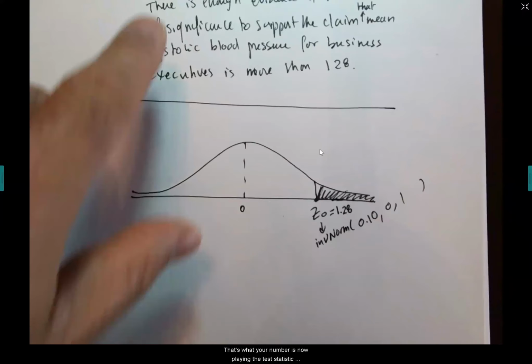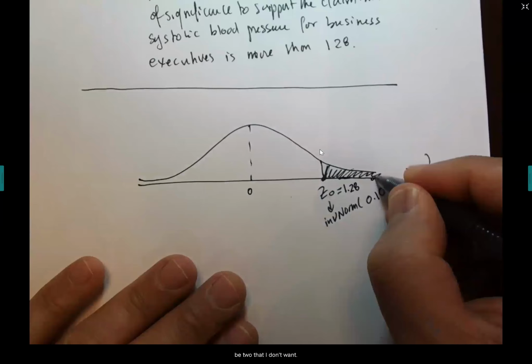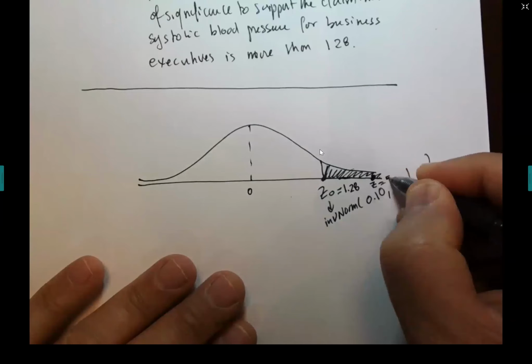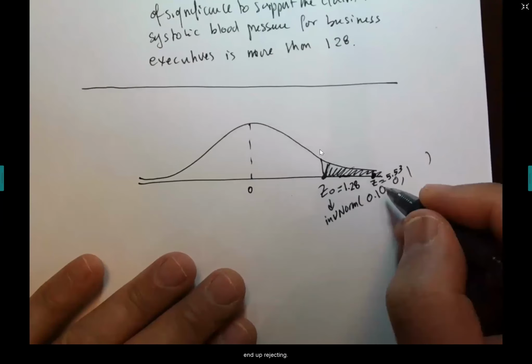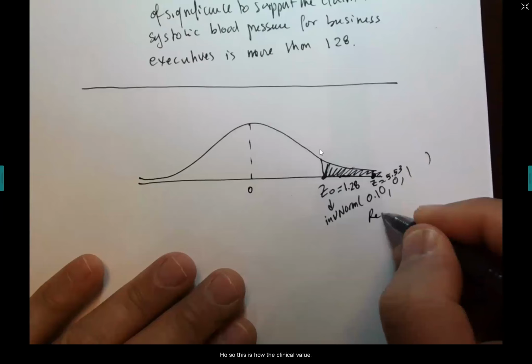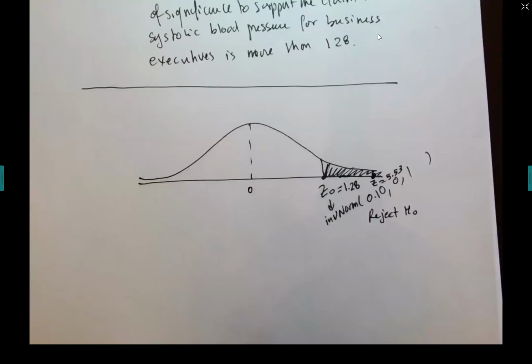Now bring the test statistic, which is 5.53. You guys should agree that it should be to the right of 1.28. So that means it falls in the rejection region, and then you end up rejecting H0. So this is how the critical value approach works. Any questions? So that is it. I'm not going to do anything else.